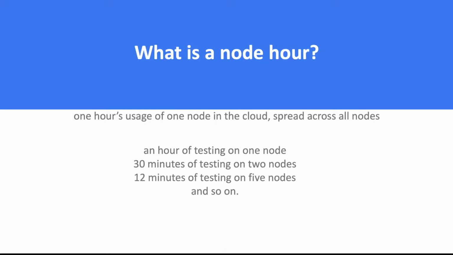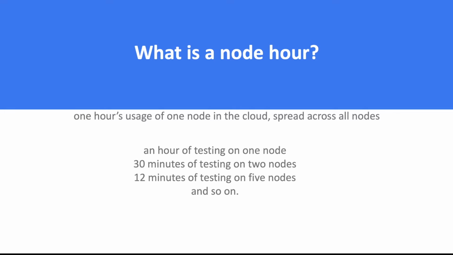A node hour is 1 hour's usage of one node in the cloud, spread across all nodes. This means that you can split this up any way that you want. 1 node hour could be an hour of testing on one node, 30 minutes of testing on 2 nodes, 12 minutes of testing on 5 nodes, and so on. Note that 12 minutes is our minimum charging interval.